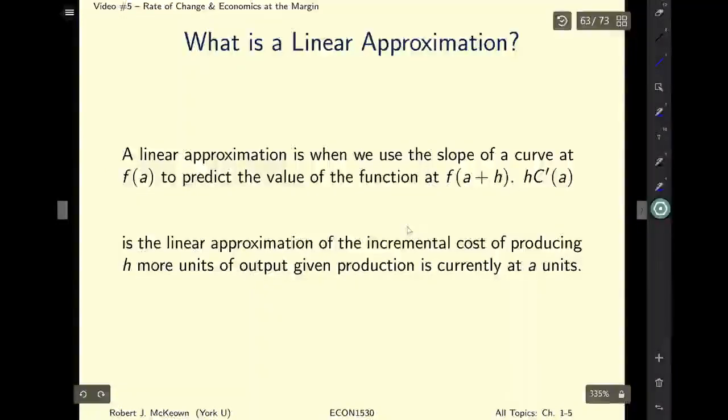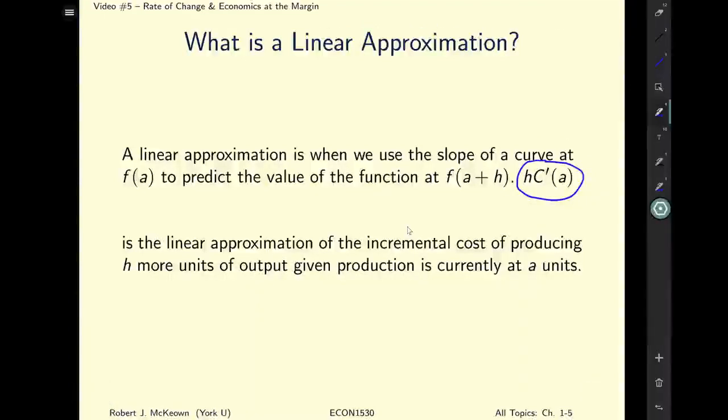Now you might ask yourself, what on earth is a linear approximation? Well, I mentioned it on the previous slide. I'm going to take a minute to try and explain it to you because you're going to need to know this, especially in Chapter 7, when we're looking specifically at functions where we need to use linear approximations. So on the previous slide, we said that just taking the marginal cost, that instantaneous rate of change, and multiplying it by h, that gives you an approximation of the incremental cost.